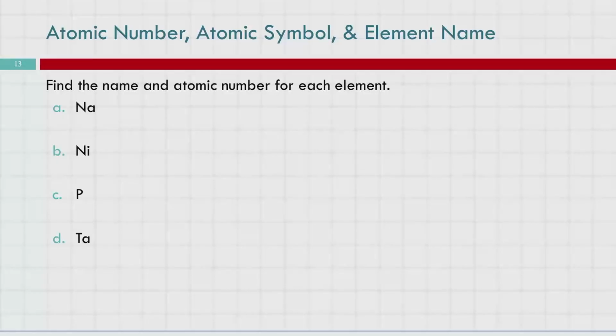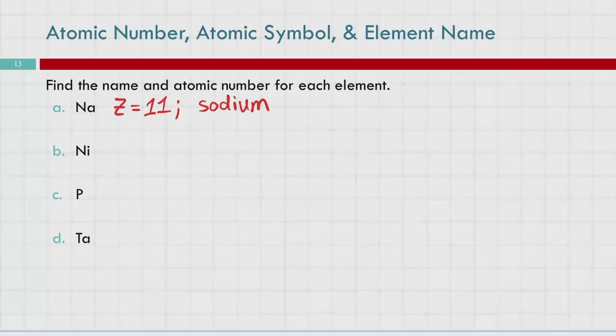So let's find Na. Where is Na? Left side. First column, third row. So Na, what's its atomic number? Its atomic number, Z, is 11. And what is its name? Sodium.